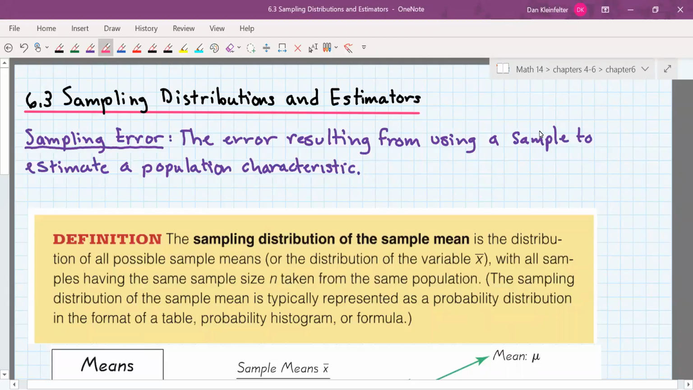Welcome back, everybody. In this section, we'll be working on sampling distributions and estimators. This is section 6.3 in our textbook. So we'll start with a little definition. We're going to talk about what a sampling error is.